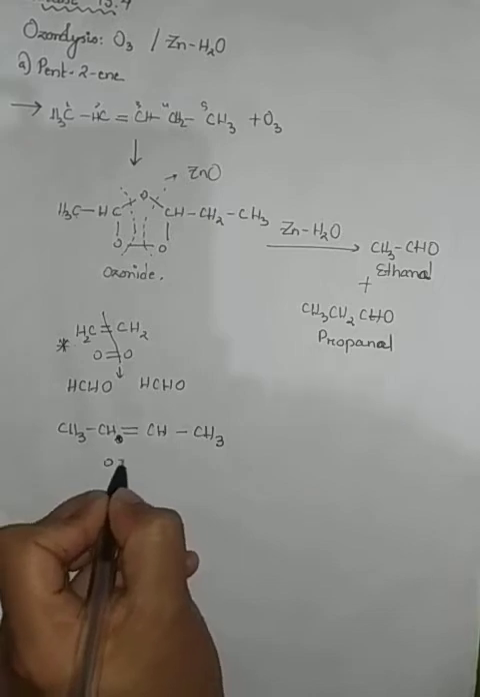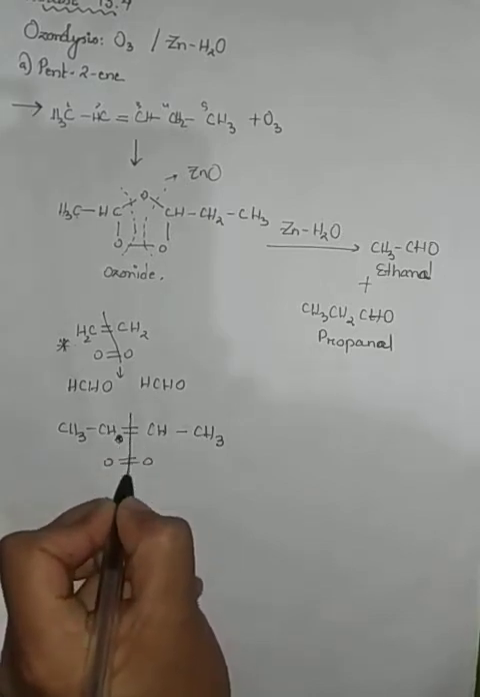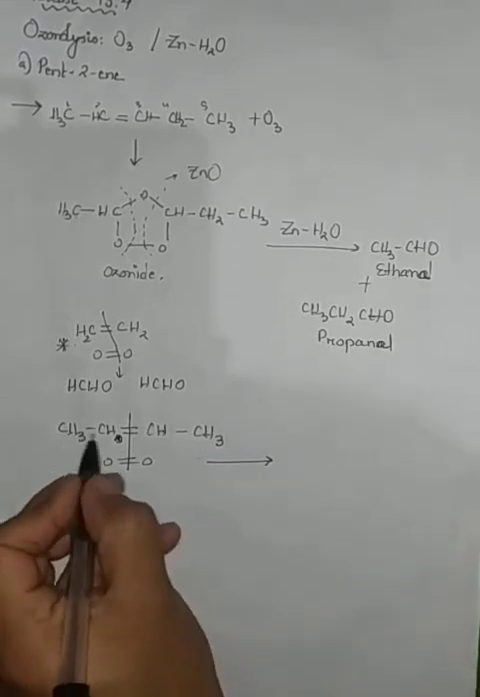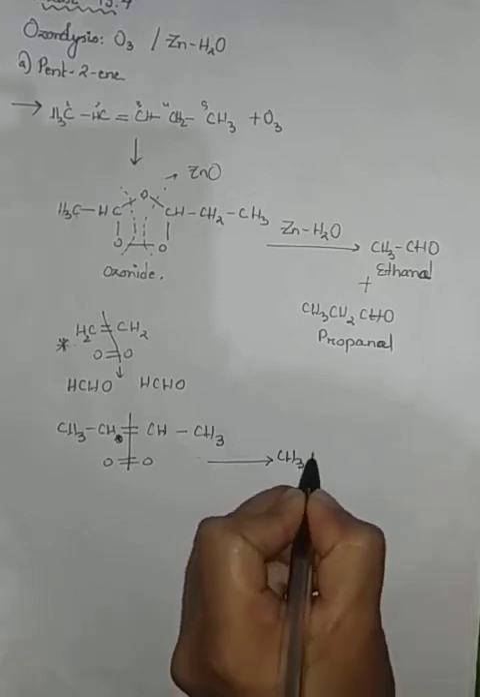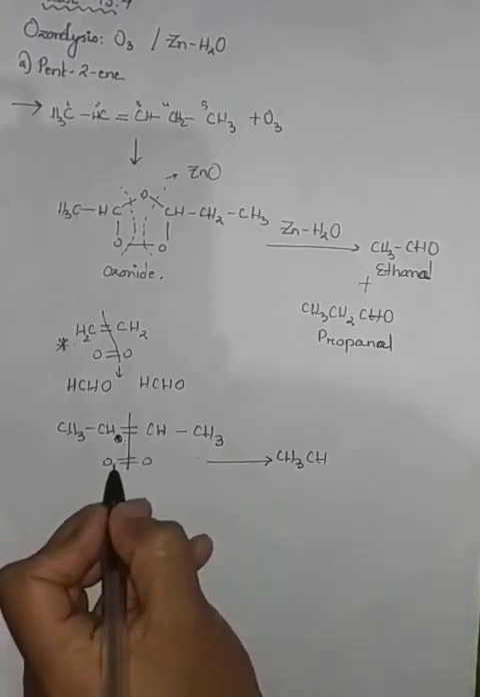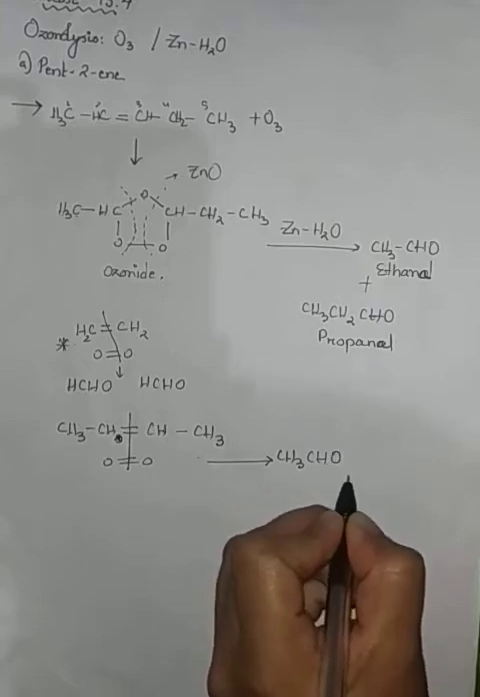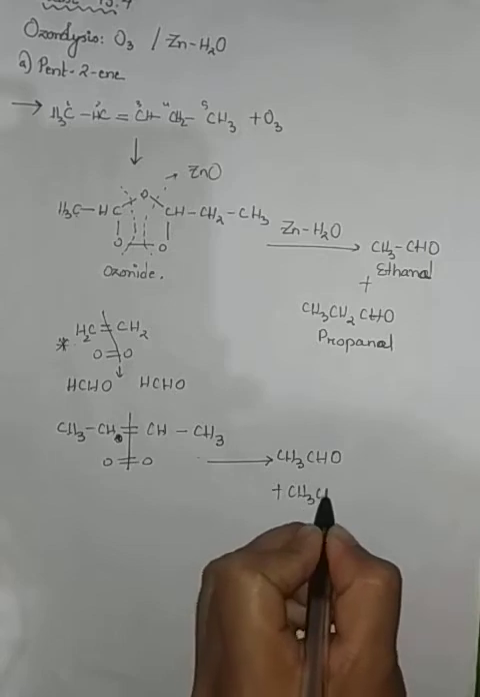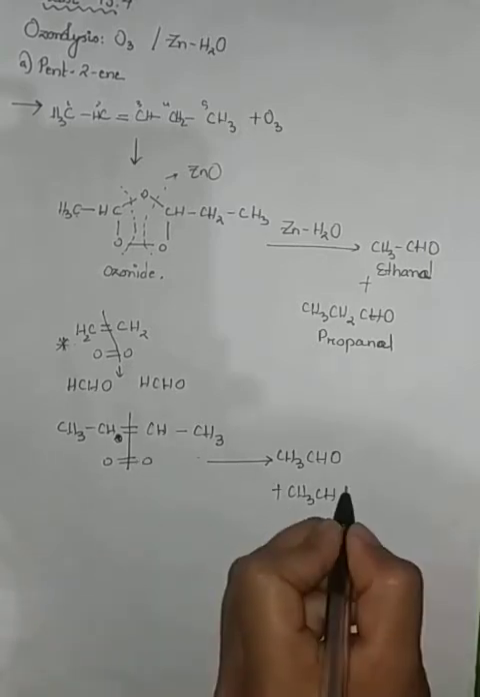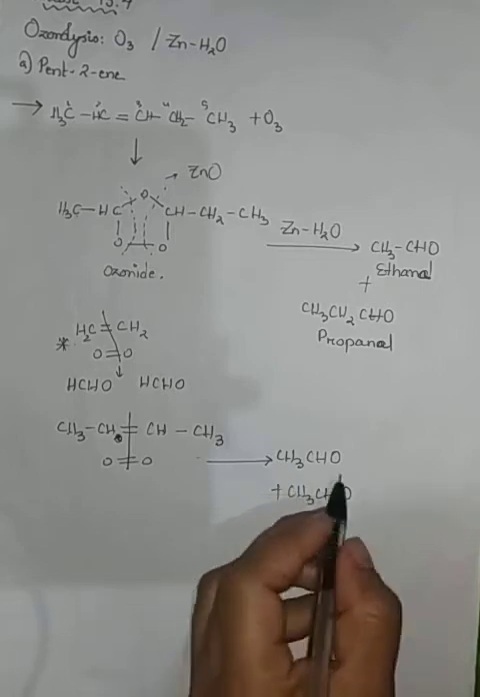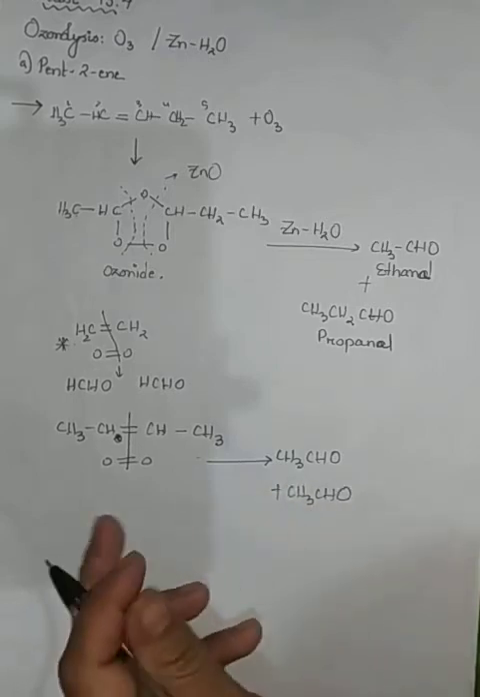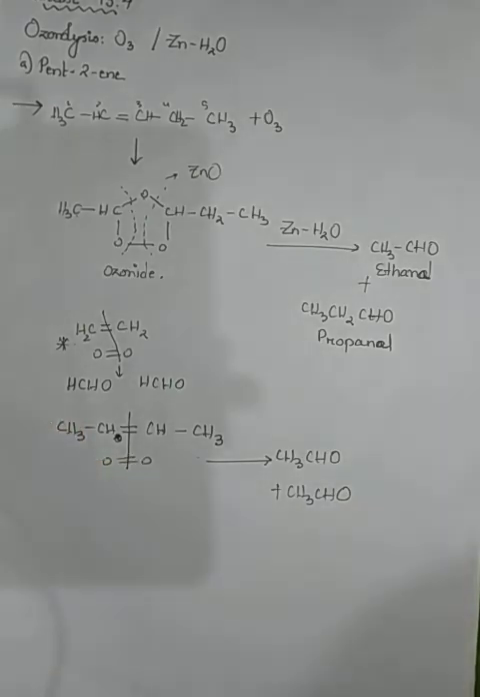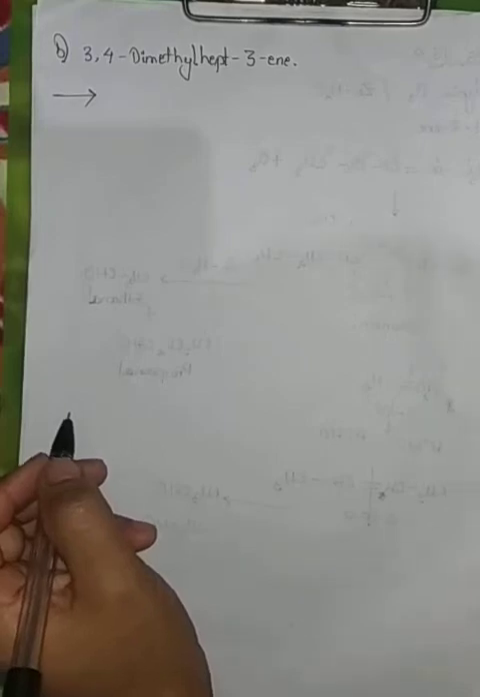Now for ozonolysis, as an example, the product here will be CH3CHO, and even in this other case CH3CHO would be produced. Therefore in each of these cases ethanal is produced. This is a short trick method on how to understand how ozonolysis takes place. Now let us do one more example.